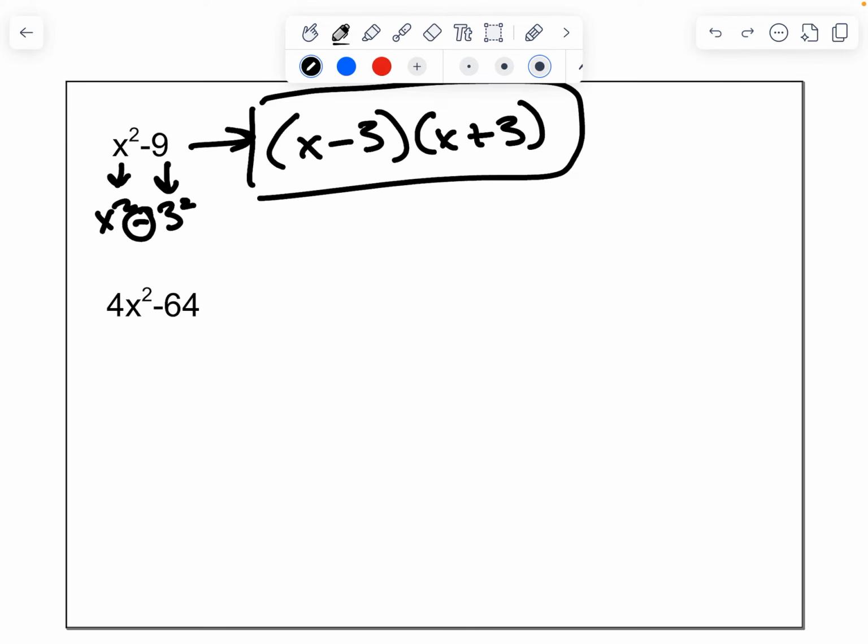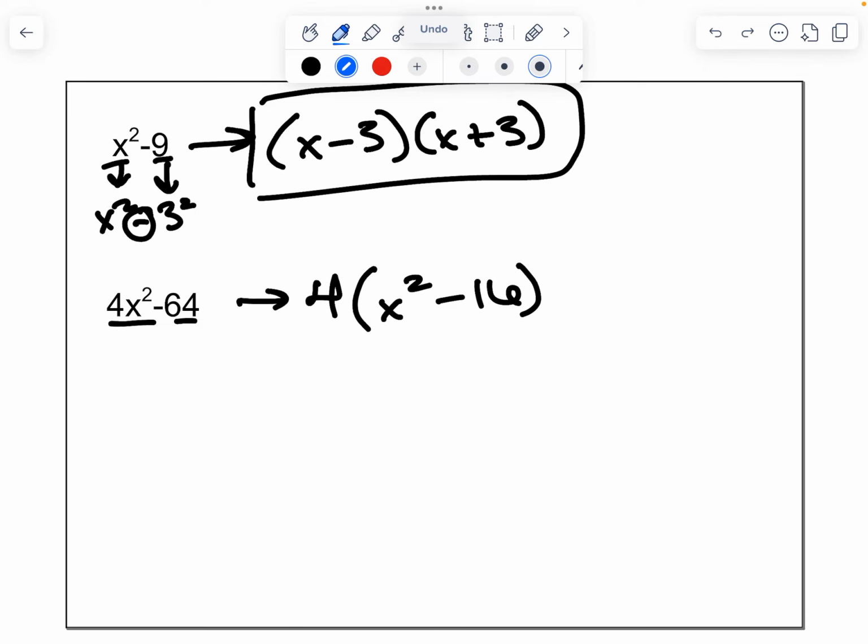Like I said, you really have to check every single time if you can take out a GCF. In the last case, we could not. In this case, we could take out a 4 from both. And if you do, you're left with, remember, dividing out an x squared and a 16. Once you take the GCF out, you're going to look at what's left. If there's ever just a regular number, you're not going to factor it any further.